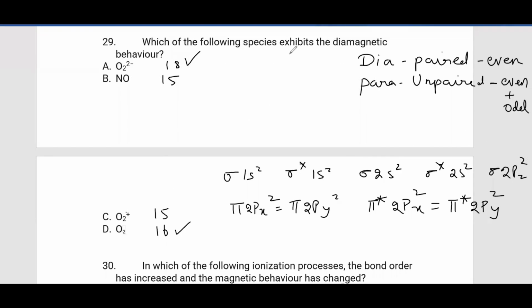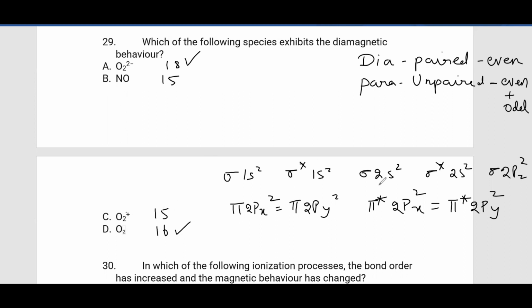Which of the following species exhibits the diamagnetic behavior? For a species to exhibit diamagnetic behavior, all electrons should be paired. If at least one electron is unpaired, then it is paramagnetic behavior. So if electrons are to be paired, then it should contain even number of electrons, and we can get unpaired electrons with even or odd number of electrons, but for paired electrons definitely it is even number. Let us calculate the number of electrons in these following species, and it is 18 in O2 2-, and 15 in NO. O2+ it is 15 and O2 it is 16.